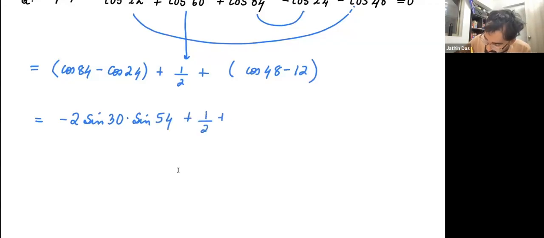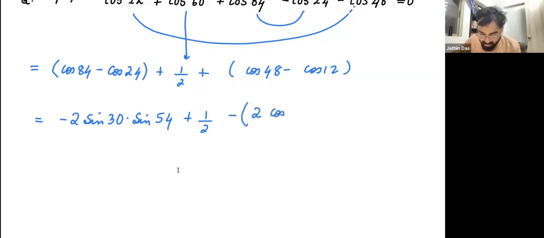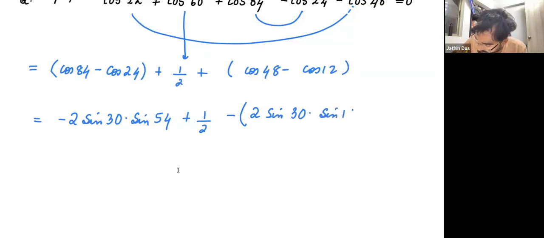Plus half plus here also. So what did I write? Cos 12 plus, their difference, again I'll put a minus only. Minus 2 cos is sine. Sum divided by 2 is 30 and difference is 36. So sine 36.